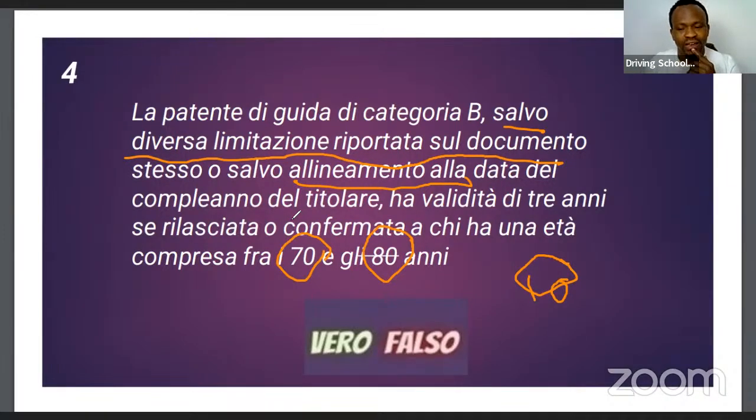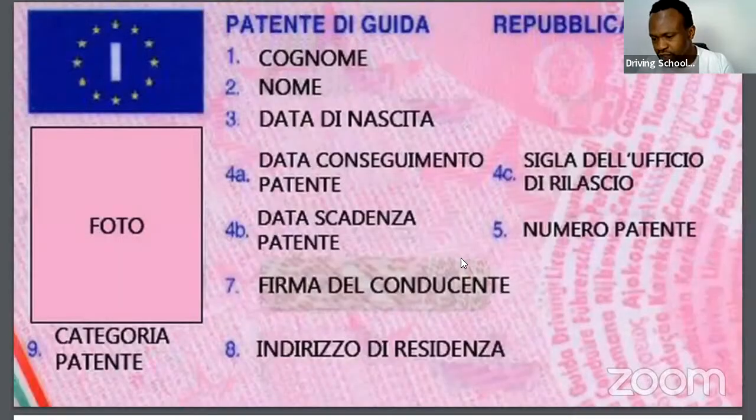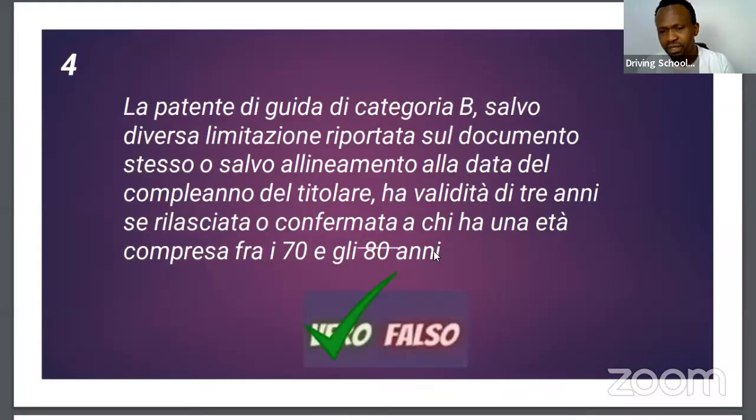Okay, so the same thing with your license. By the grace of God, they will give it to you this year, and they will put the expiring date 2033 of your birthday 2023. So I just believe you claim that. So that is why here the answer is vero. The duration of the license of people of this age is 3 years. You understand? So it's 3 years. So the answer is vero.